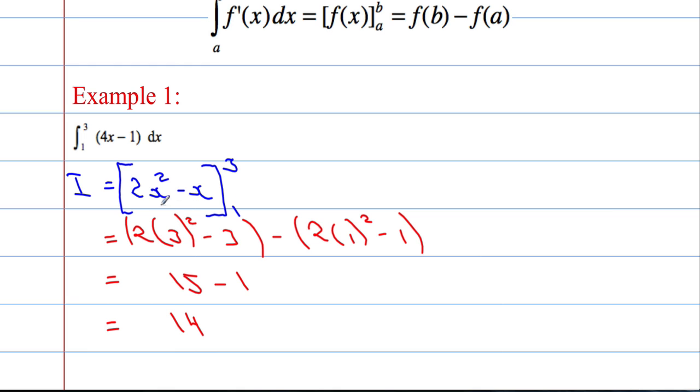So just a quick recap there. We integrate as normal, but we don't need the constant of integration c. And then what we do is we substitute the value 3 in for our x. And then we subtract and then substitute the value 1 in to the function. And then we evaluate that and we get an answer.